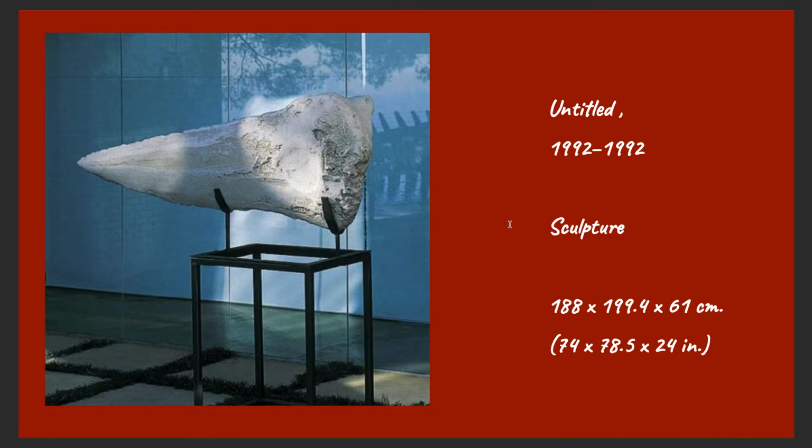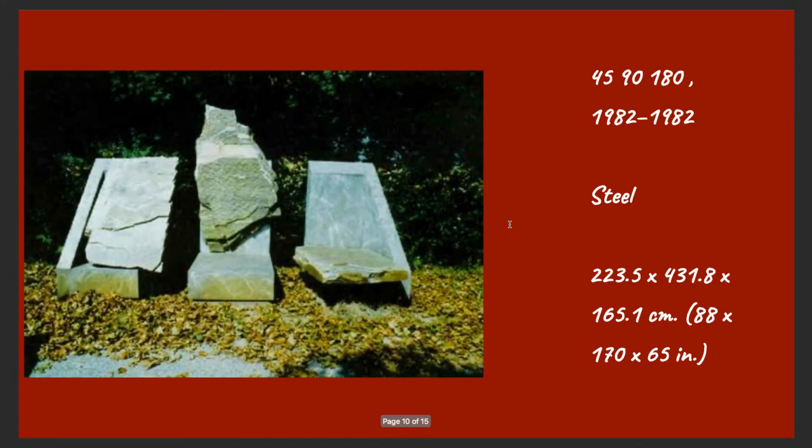And this piece is untitled, and of course, yes, it is a sculpture. I don't know what the material is. It might be a cast of cement, or a cement cast of a fossil, is what this would be. So this is steel. It looks like stone to me, but it might be steel. 45, 90, 180. Not sure what that means. That might be geographical coordinates.